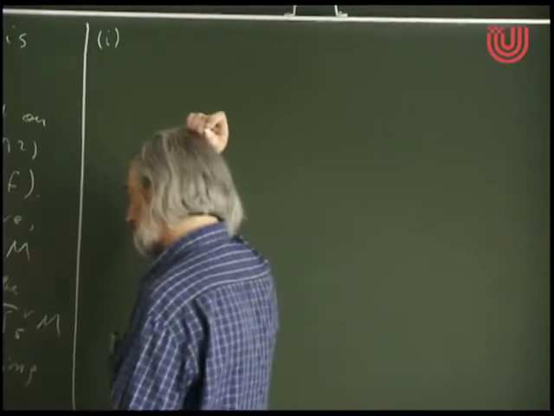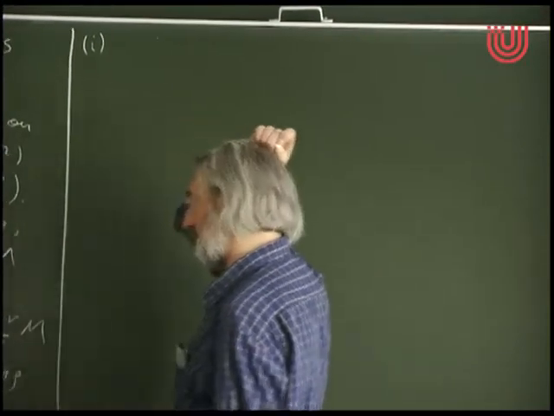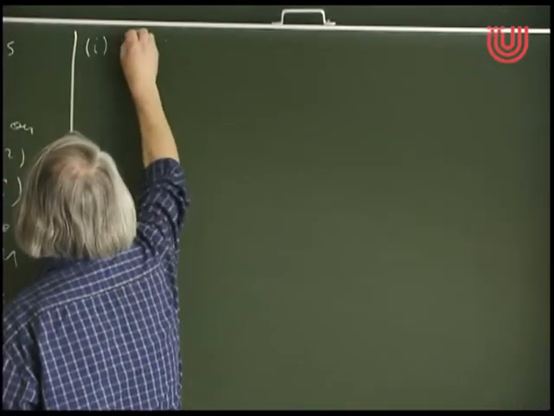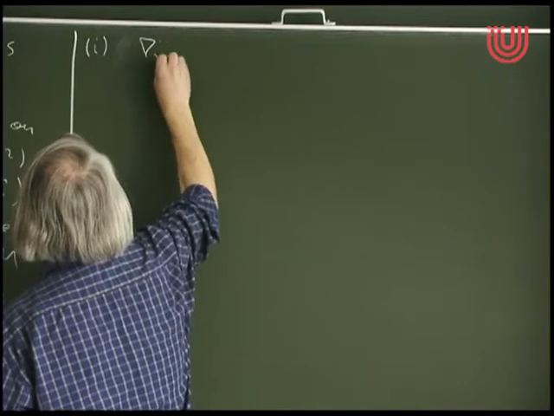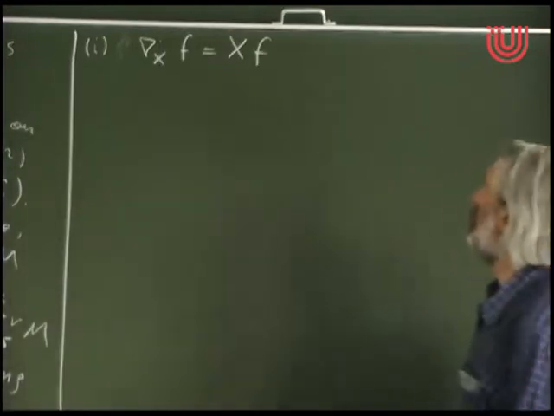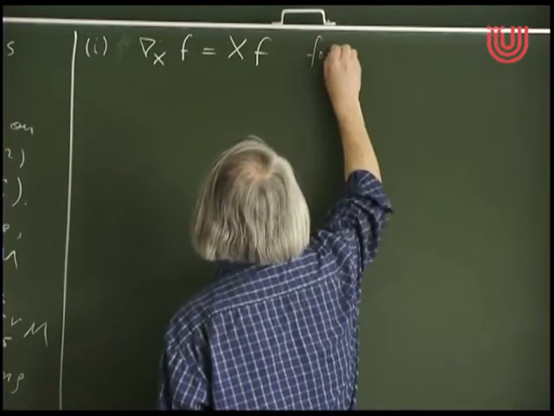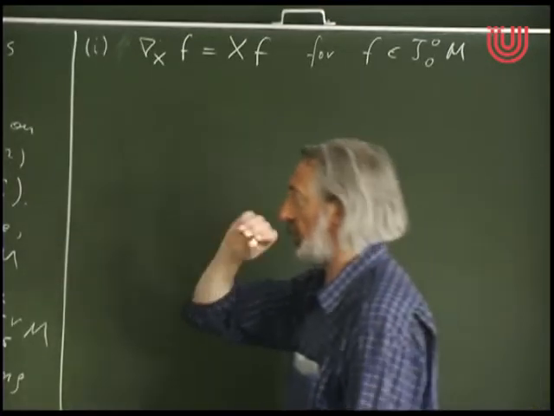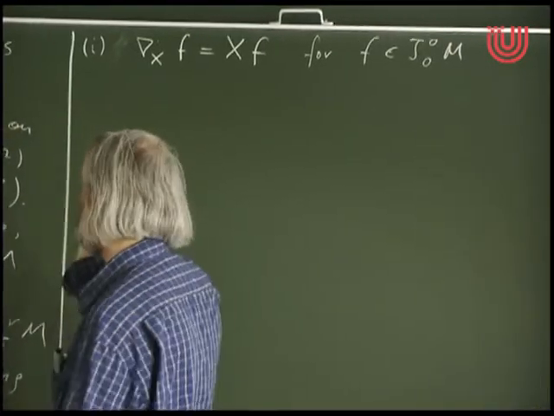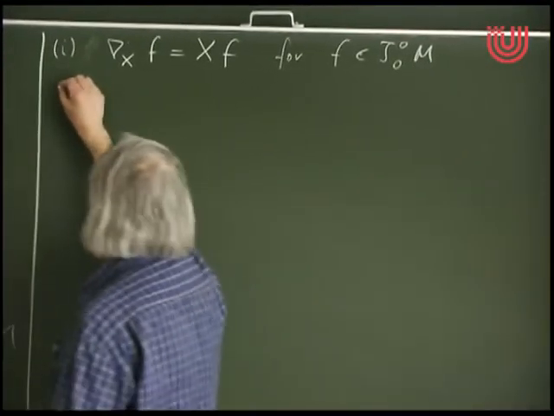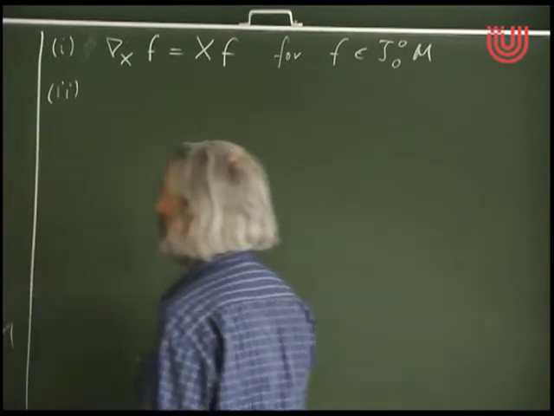And on scalar fields, it should always do the same thing, independent of what connection I have. It should always be the ordinary derivative. So I should have del_X applied to a function f is just the derivative X applied to the function, for all f in T^0_0(M). So that's the same for all connections. Whatever you choose as a covariant derivative or as a linear connection, the action on scalar fields is always the same. Then I explain what it does on covector fields.